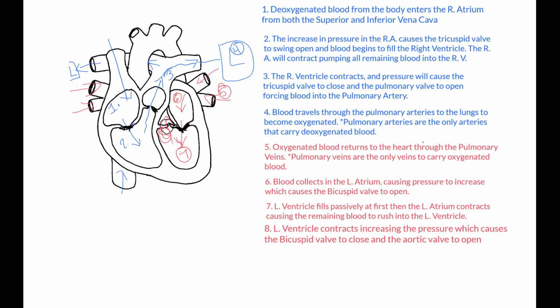All right, and then the last step of the blood pathway is that the blood that just got pumped from the left ventricle through the aortic valve is going to make its way through the aorta, as well as the descending aorta. And this blood is going to go to all different parts of the body, and then the entire cycle will start again. So this was step number 9.